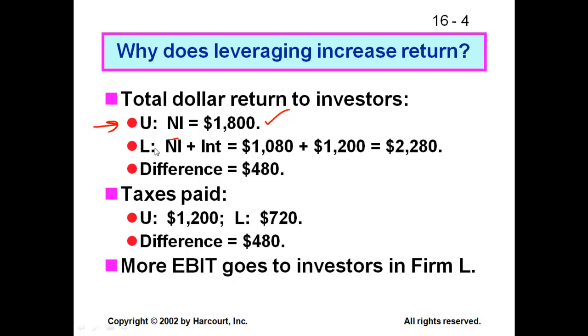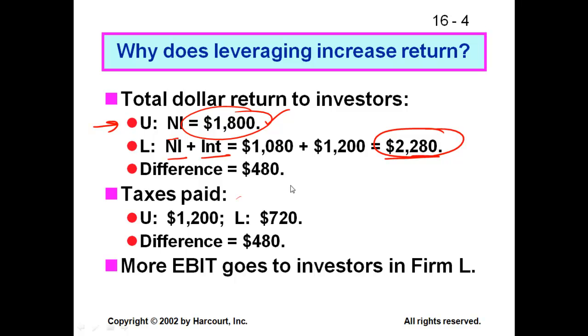With firm L, who are the investors, and what's the total money? 2,280. So how is it that simply by changing the capital structure, the investors in the levered firm end up making 480 more than the investors in the unlevered firm because of the tax savings? When a company makes money, broadly speaking, three entities get a share of that money: the shareholders, the government, and the debt holders. Who gets money first? First the debt holders get their money, then the government, and then the shareholders.